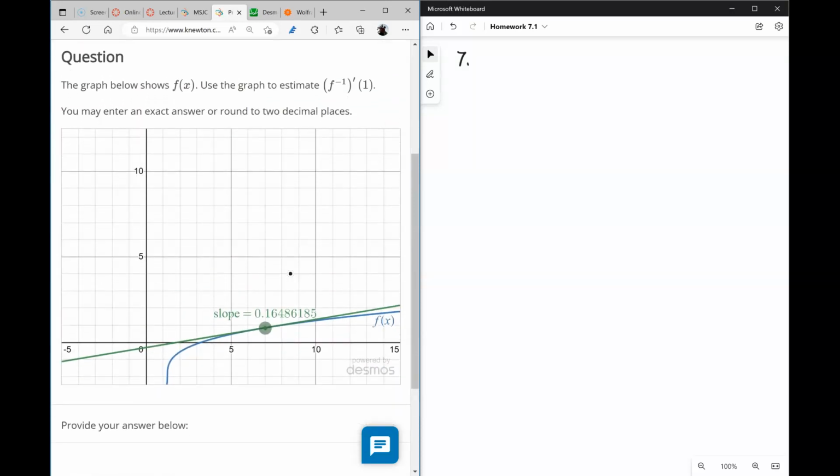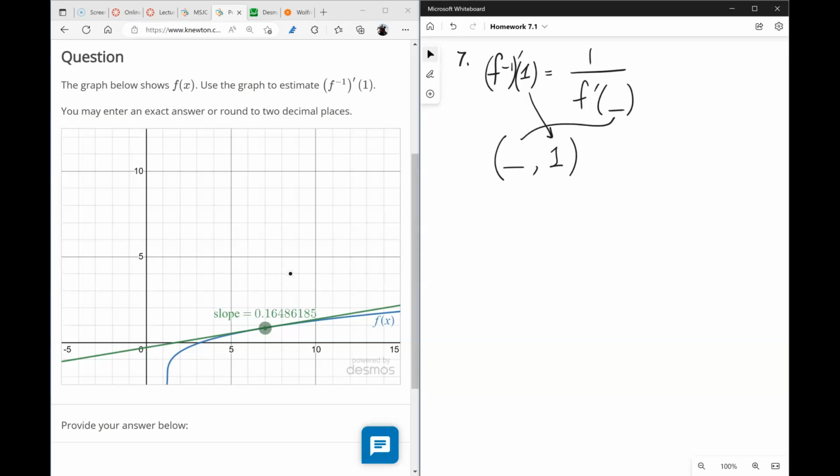So same problem as before. To find the derivative of the inverse evaluated at 1, it's going to be the reciprocal of the derivative of the function evaluated at the value of the function that actually produces 1. So this will go here. Now we just need to figure out for which input the output is 1.